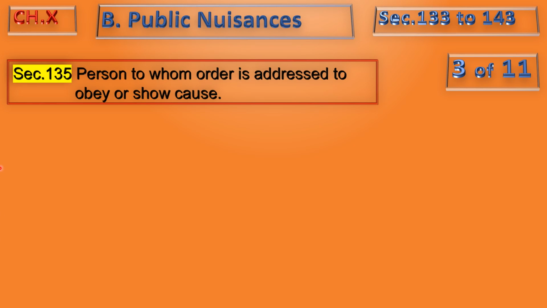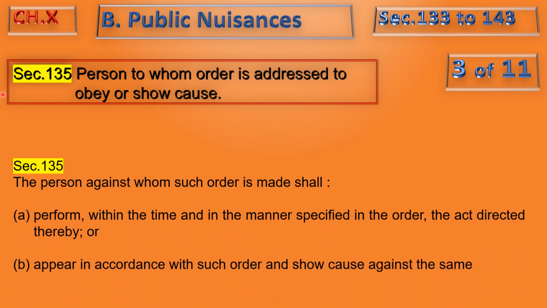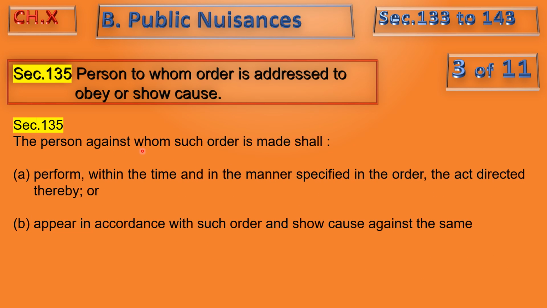Third point of public nuisances. Person to whom the order is addressed to obey or show cause as per the provision of section 135. Section 135 says, the person against whom such order is made shall, clause A says, perform within the time and in the manner specified in the order the act directed thereby, or clause B says, appear in accordance with such order and show cause against the same.